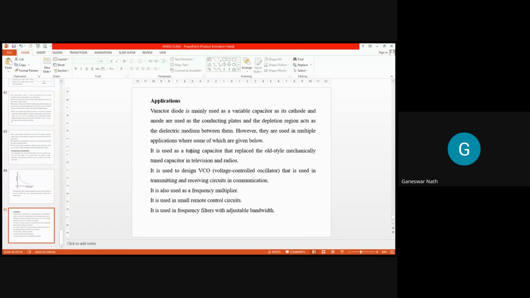And the advantage is that it can be used for multiple purposes and can solve multiple problems, as compared to a single diode. So these are the first advantages of this variable capacitor. Also, it is used to design a voltage controlled oscillator.